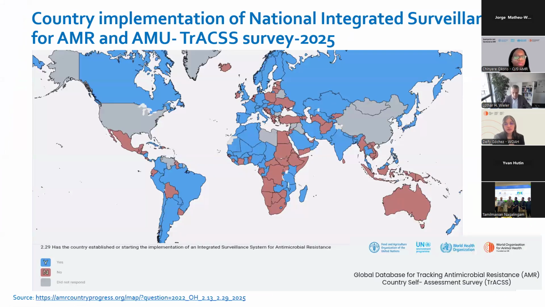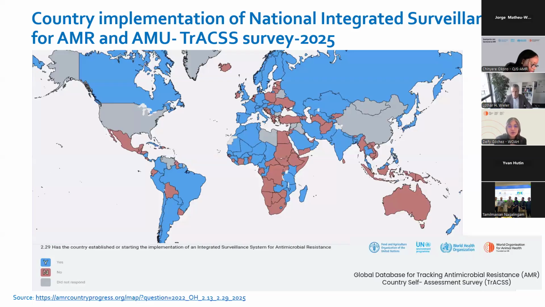One of the questions we were having is what is happening around the world regarding integrated surveillance. The information available to everyone, and also to the Quadripartite, is through the global database on the Tracking AMR Country Self-assessment Survey, called TrACSS. This has been implemented for a decade, and some questions have been added recently to reflect the tracking of certain interventions, such as integrated surveillance.